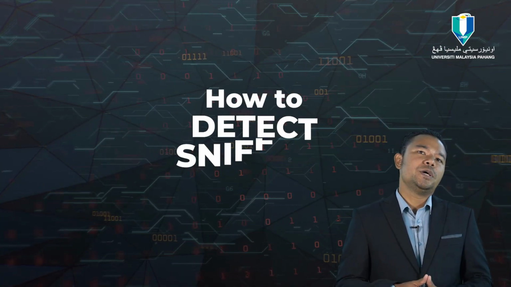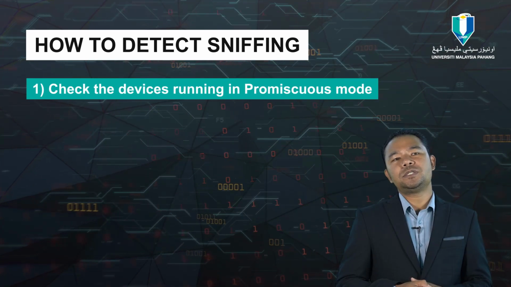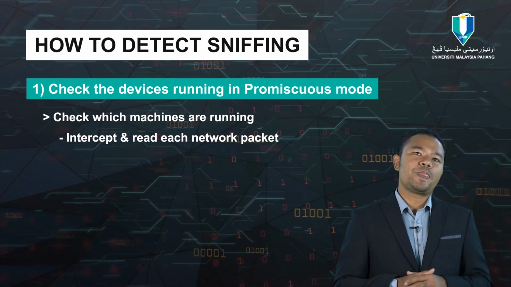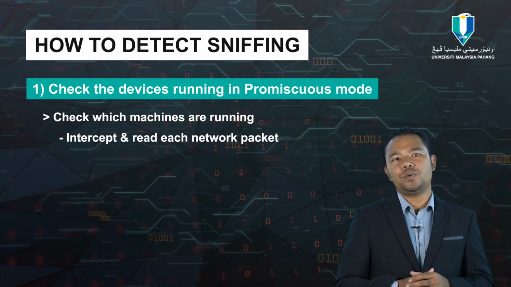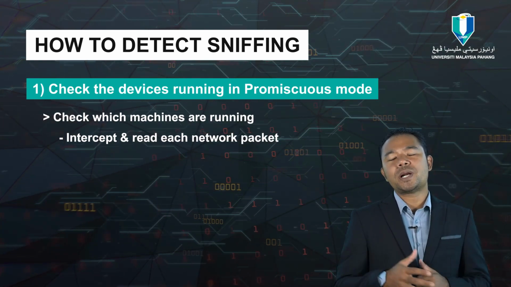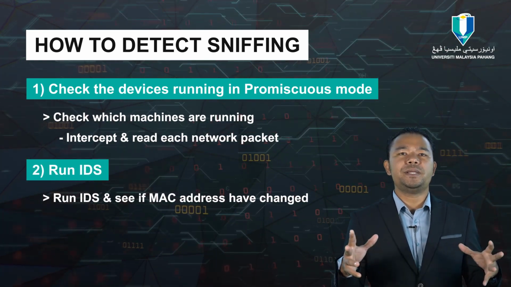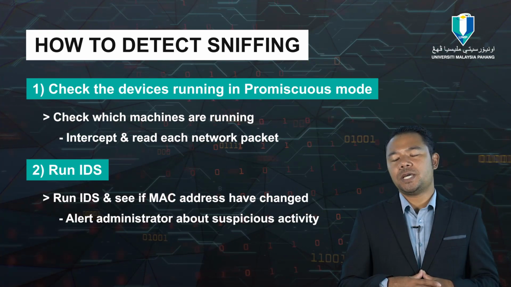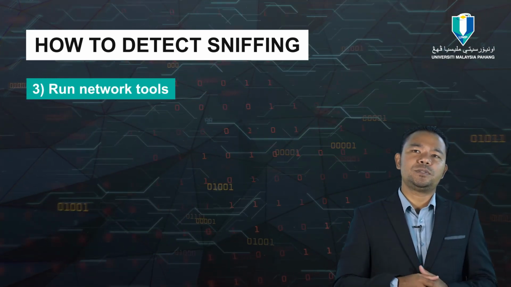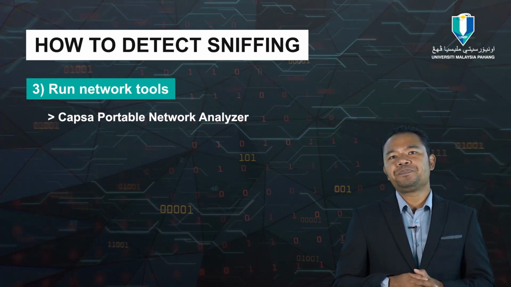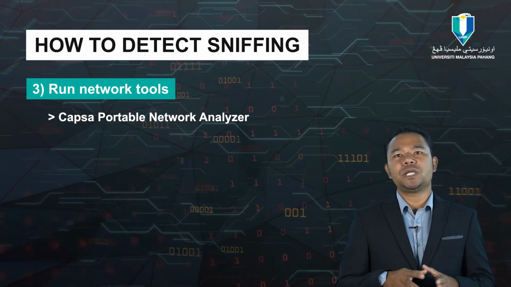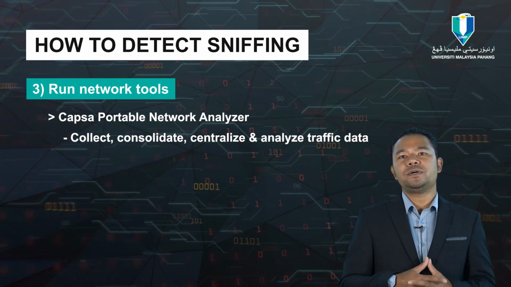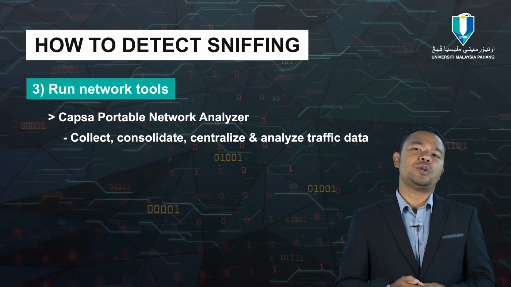How to detect sniffing? First, you need to check which devices are running in promiscuous mode. Promiscuous mode allows a network device to intercept and read each network packet that arrives at its interface. Number two, run an IDS and see if the MAC address of any machine has changed. An IDS can alert the administrator about suspicious activity. Number three, run a network tool such as Capsa Portable Network Analyzer to monitor the network for detecting stray packets. It enables you to collect consolidated, centralized, and analyzed traffic data across different network resources and technologies.